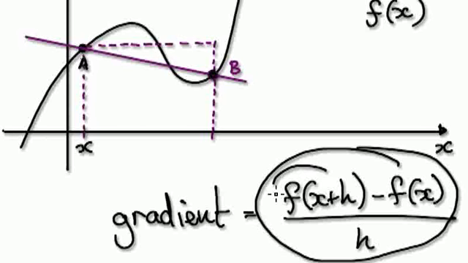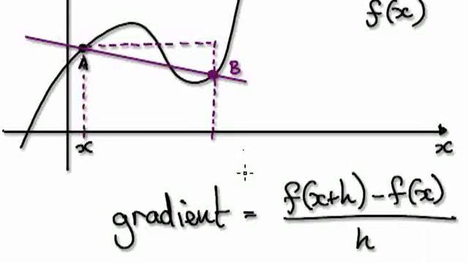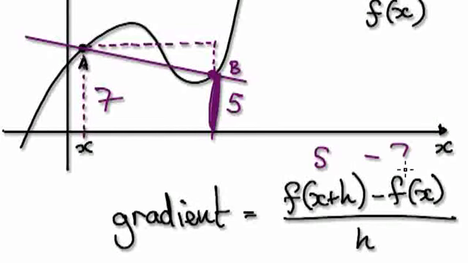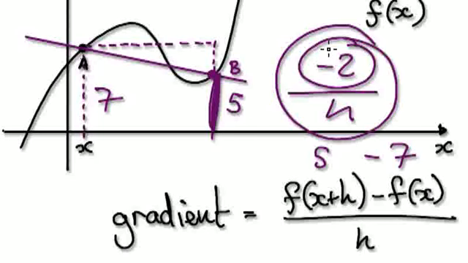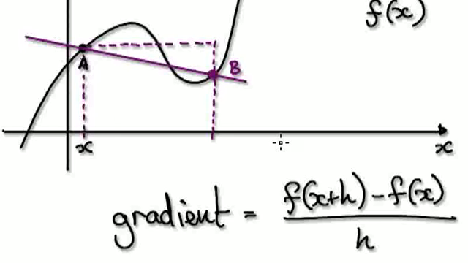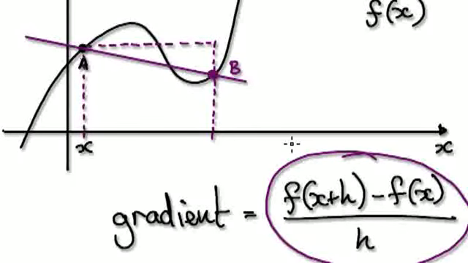It will always be f of x plus h take away f of x, divided by h. Even though it's a negative gradient, it takes it into account because, let's say this here is 5 and this here is 7, 5 take away 7 gives you a minus, a negative gradient. My point is that as B moves along, the gradient will always be this, even if it's negative. It takes the negative into account.